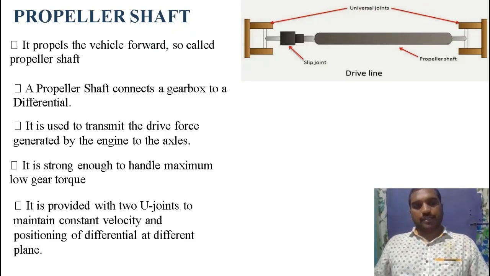Coming to the next point related to the propeller shaft, it is provided with two universal joints to maintain constant velocity and positioning to the differential at different planes. By connecting two universal joints, it is able to transmit the torque without any loss. Even by varying an angle, the propeller shaft can transfer the power or torque from the gearbox to the differential in an inclined manner also.